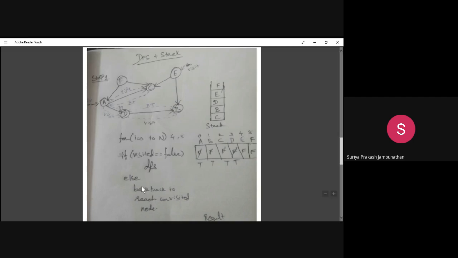Here we have to create a stack. The stack will be initially empty. There are no values in the stack. We have to fill it one by one. That I will explain to you.